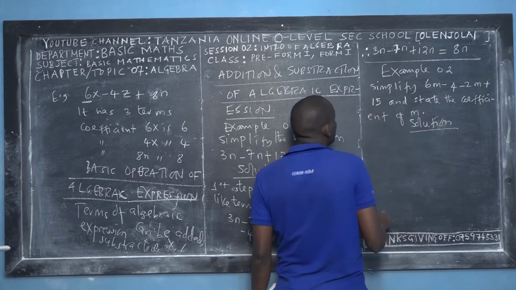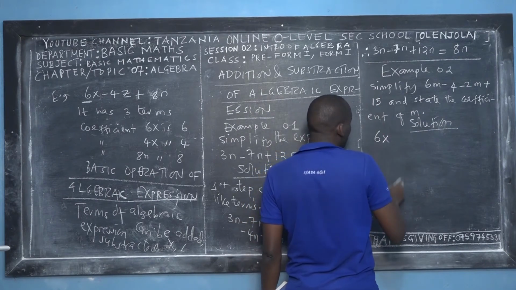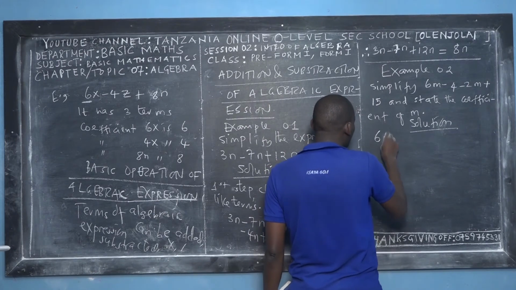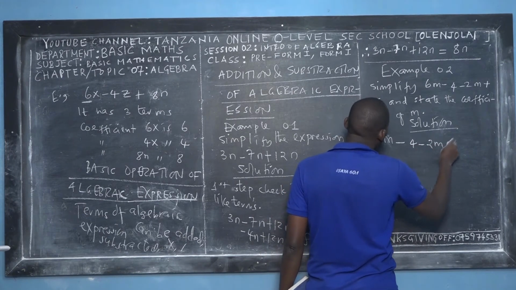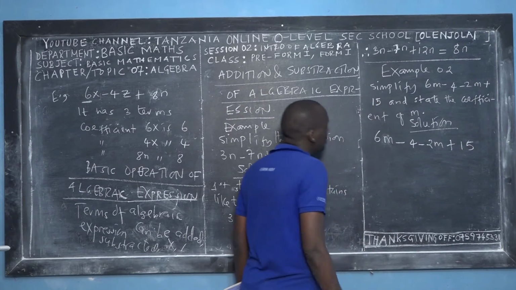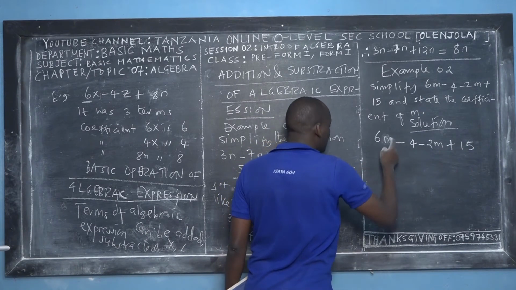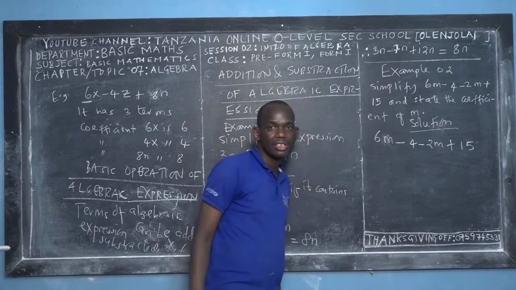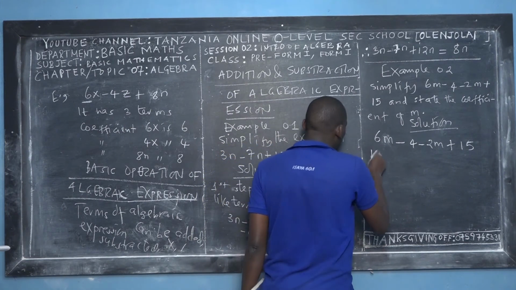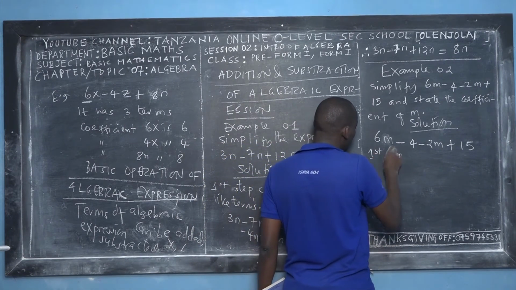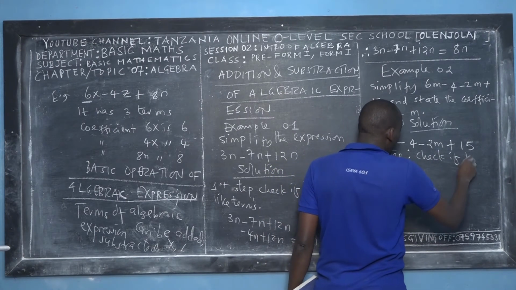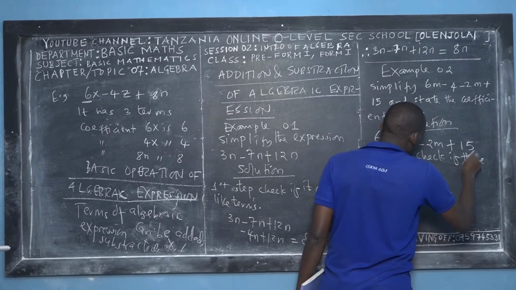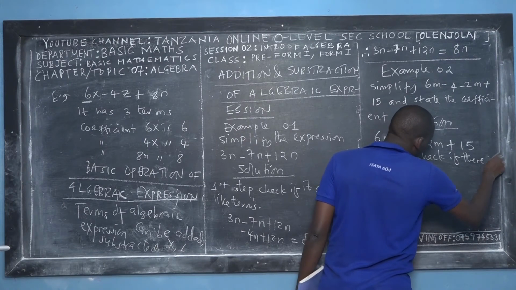It's a simple question, meaning we have an algebraic expression with 4 terms: 6m, minus 4, minus 2m, plus 15. First term, second term, third term, fourth term. As I told you, the first step always is to check if there are like terms.